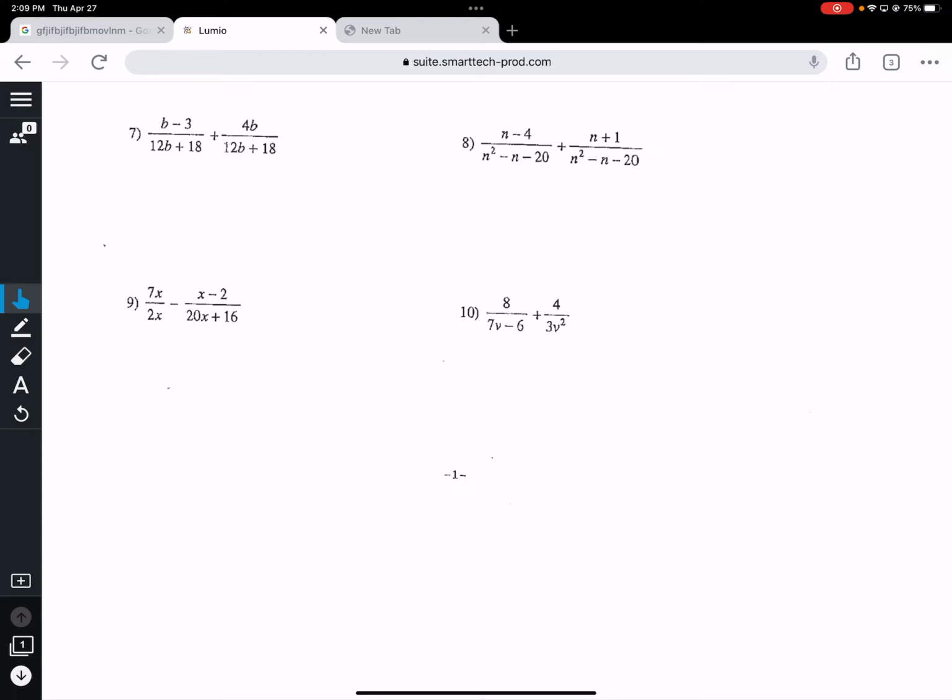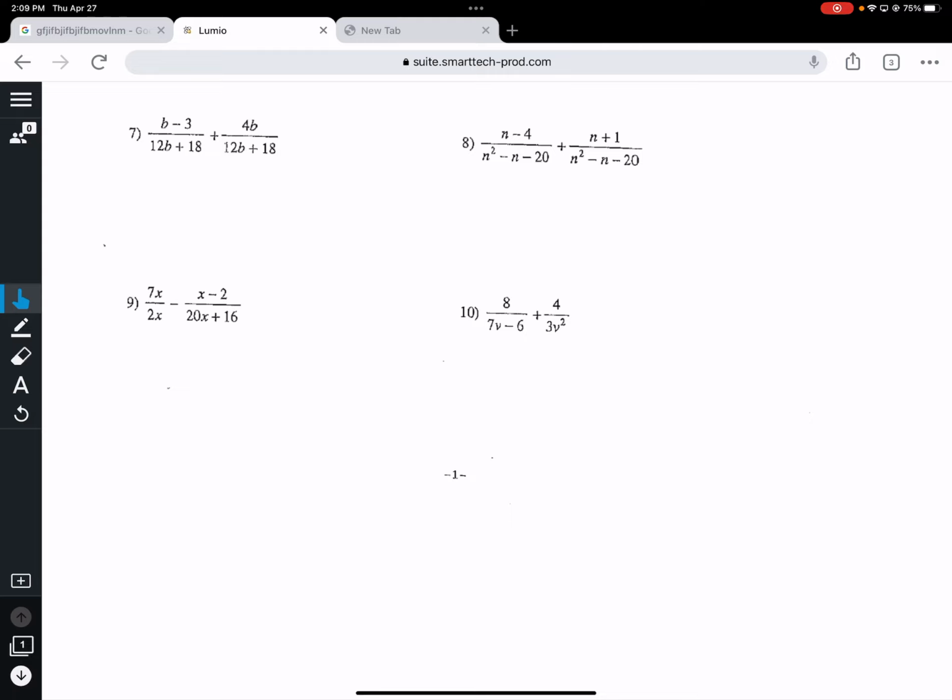7v squared. 21v squared minus 6. Is it 21v squared? It's 21v squared minus 6, right? Yeah, that's right. Oh, no. Dang it. Wait a minute. What if it was just like 21v minus?